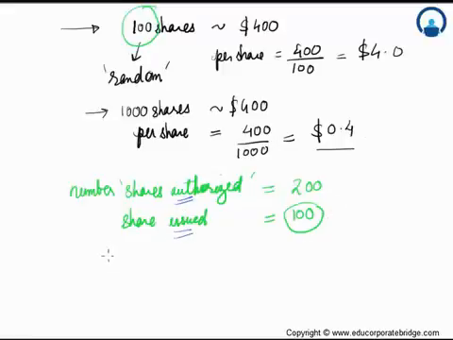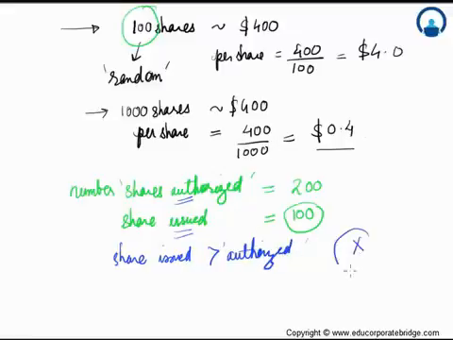Can at any point of time shares issued be greater than authorized? Now it's an obvious question. Shares issued can never be greater than the authorized, because you have to first take an authorization from the SEC as to how many shares you can issue at maximum, and hence there cannot be a condition where shares issued can be greater than the authorized number of shares.